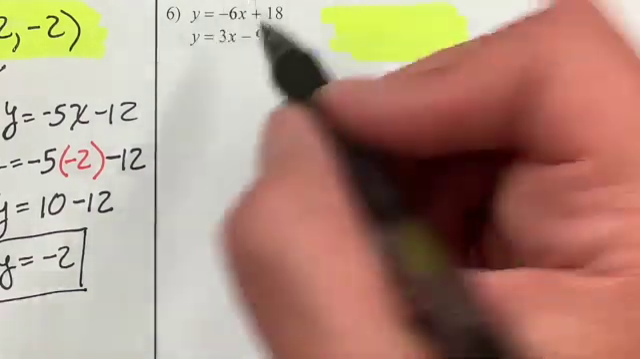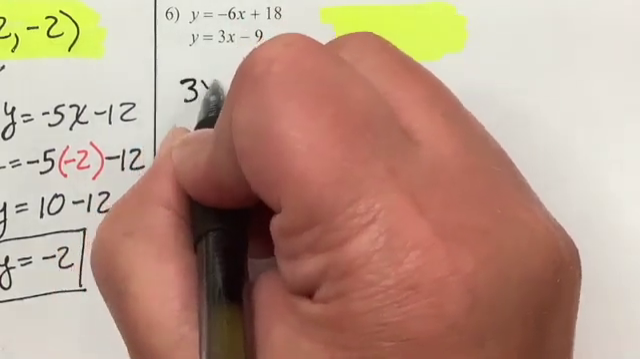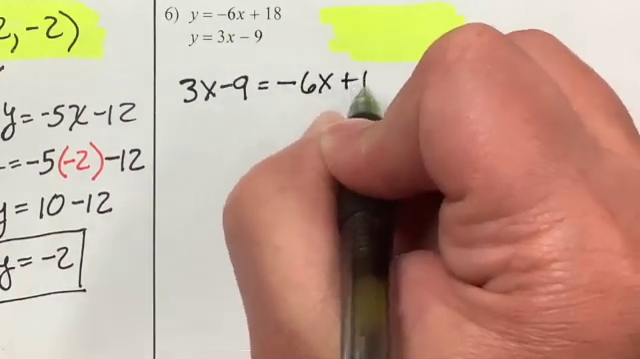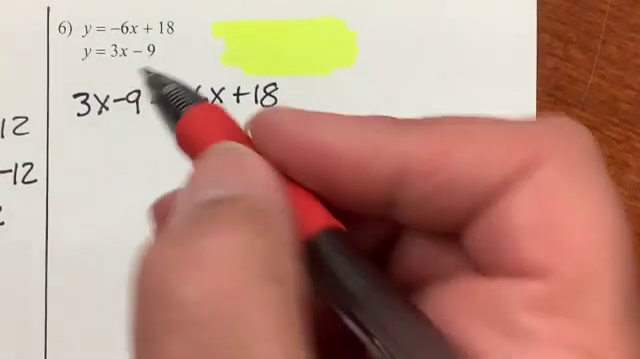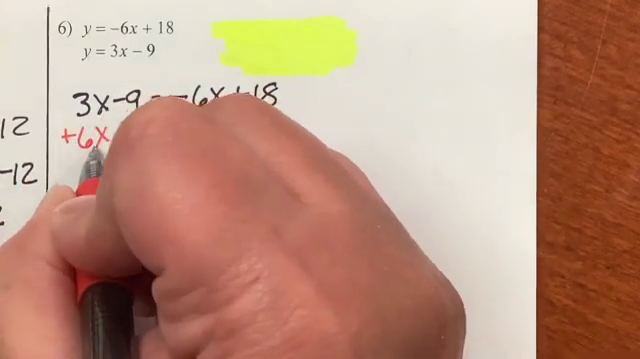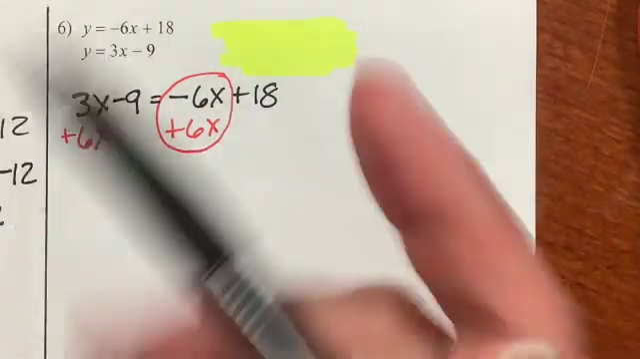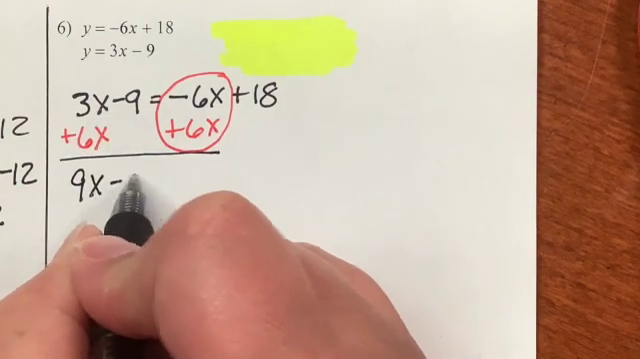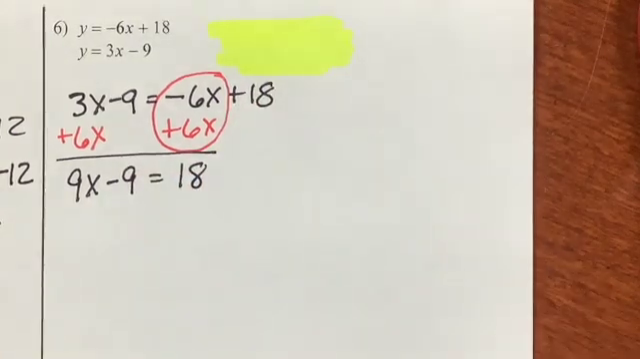So I'm going to go a little faster now. 3x is bigger than -6, so that goes on the left. 3x minus 9 equals negative 6x plus 18. I made that negative gigantic so that I don't lose it while I'm doing my math. So I'm going to add 6x to both sides. Negative 6x and positive 6x is 0. 3x plus 6x is 9x. Minus 9 equals 18. It's plus 18, that's why it's positive.